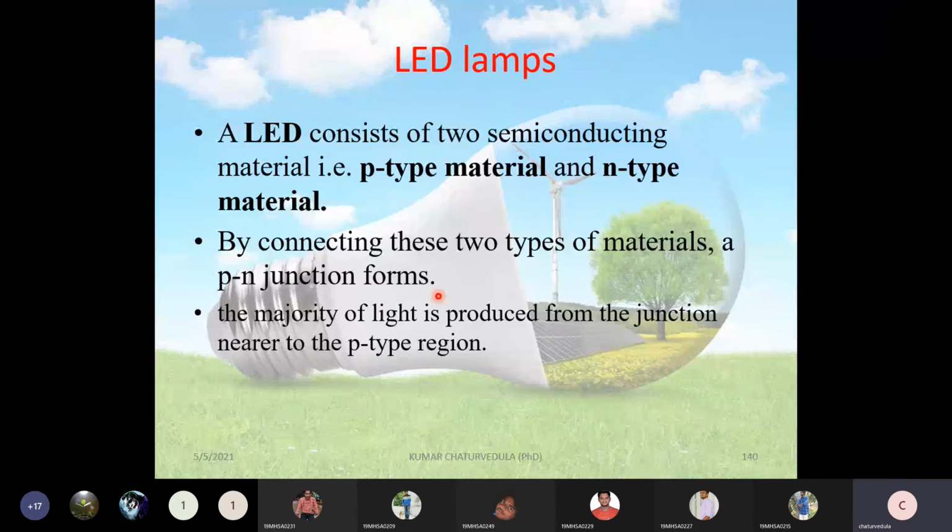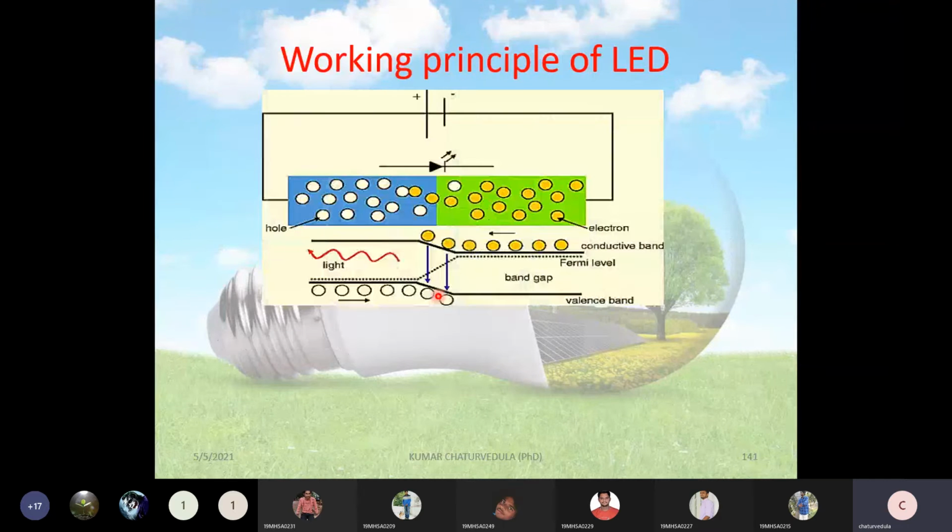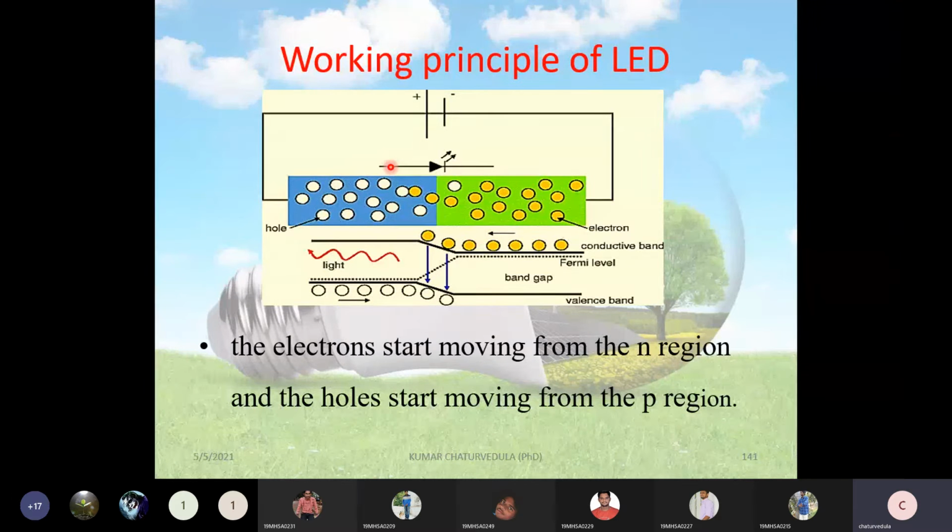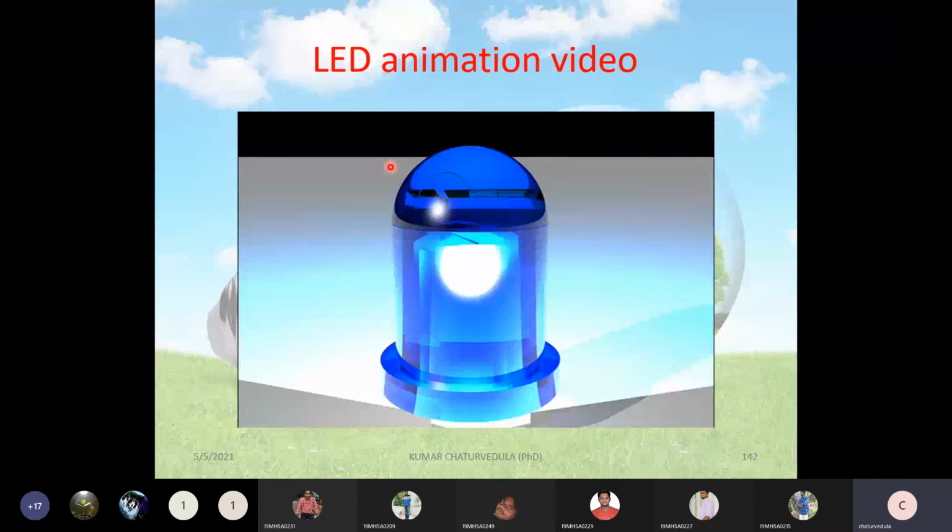Okay. So as you know, at the junction region, the majority carriers will be moving around, either electrons or holes. This produces heat as well as light. That light we are going to capture here. So this is the basic diagram. P-type material, N-type material, we have holes and electrons. So light is generated, either electrons start moving from the N region or holes start moving from the P region. Again, here is one more animated video of LED.